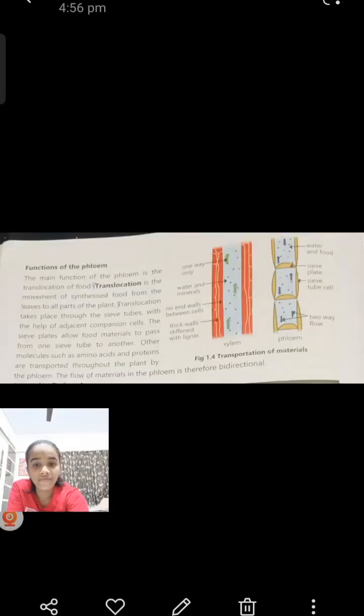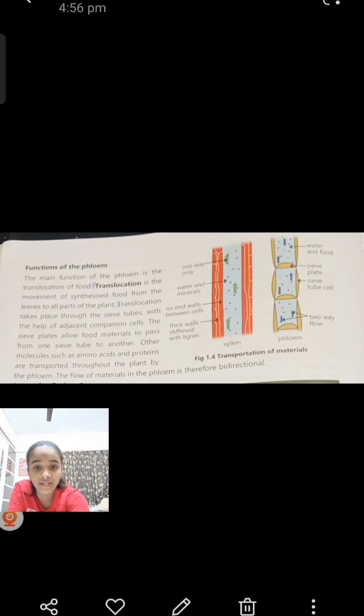Now we will see function of the phloem. Now 34th question is, what is the main function of the phloem? The main function of phloem is translocation of food. Now 35th question is, what is translocation? Translocation is the movement of synthesized food from the leaves to all parts of the plant.